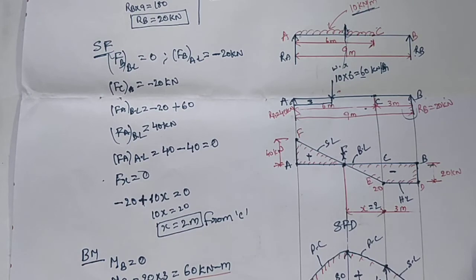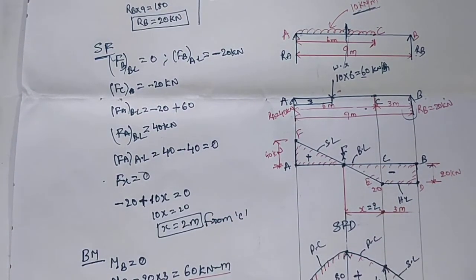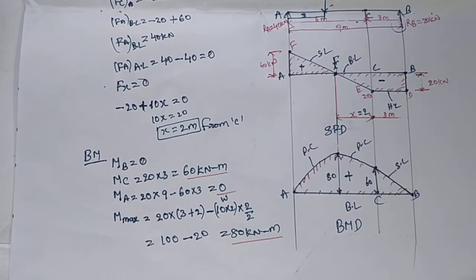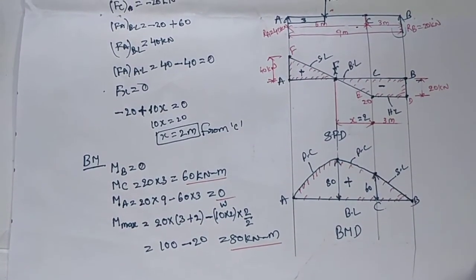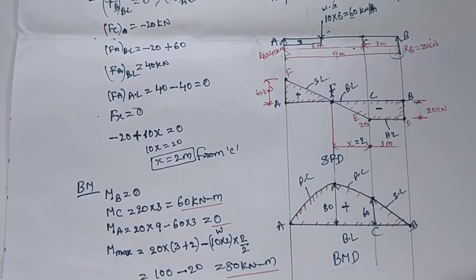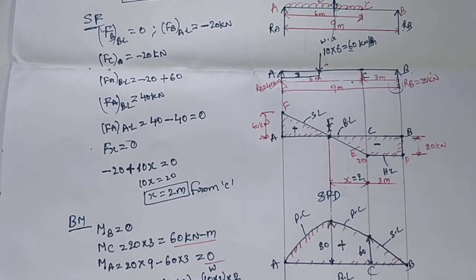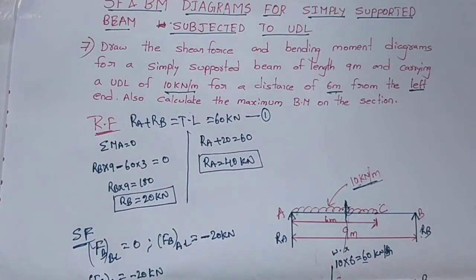Okay. Next, based on this shear force value, we draw the shear force diagram. Next, we calculated bending moment value. Okay. Based on the bending moment values, we draw the bending moment diagram. It is the procedure for drawing shear force and bending moment diagrams when a simply supported beam is subjected to UDL load. Okay, that is uniformly distributed load.